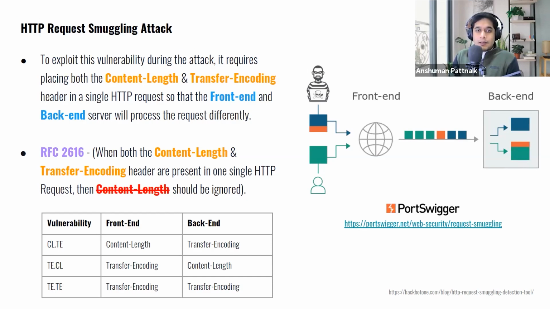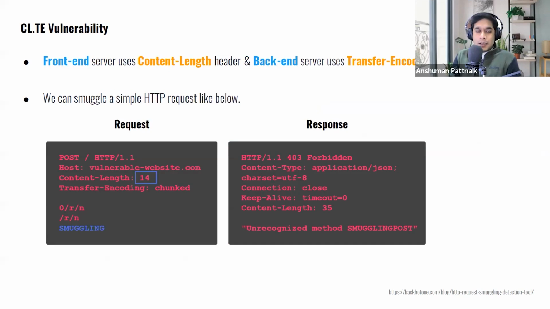Let's discuss the CL.TE vulnerability first. CL.TE means the front-end server uses the content length header and the back-end server uses the transfer encoding header, and we can smuggle an HTTP request as follows. In this sample HTTP request, the front-end server processes the content length header, which is 14 bytes long, up to the end of smuggling, and forwards the request to the back-end server.